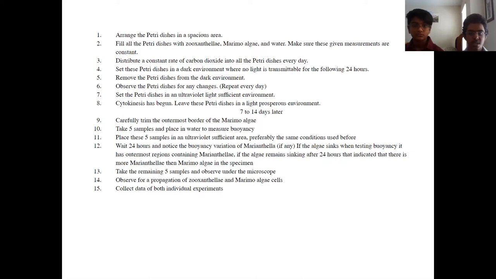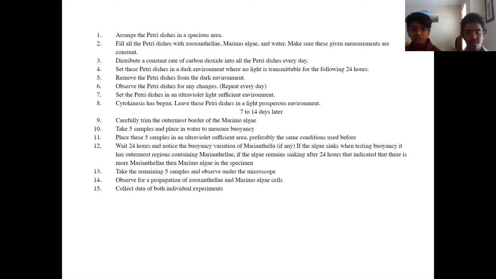Set the petri dishes in a UV light sufficient area. And now that cytokinesis has begun, leave these petri dishes in a light prosperous area for the following 1 to 2 weeks. Carefully trim the outermost border of the Marimo algae. Take 5 samples and place them in a bowl or cup filled with water to measure their buoyancy.